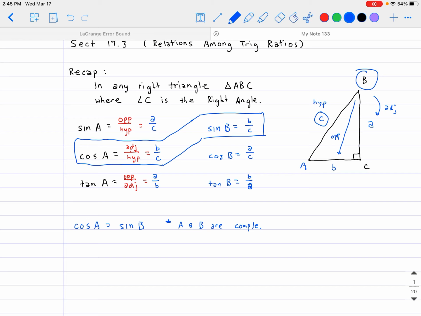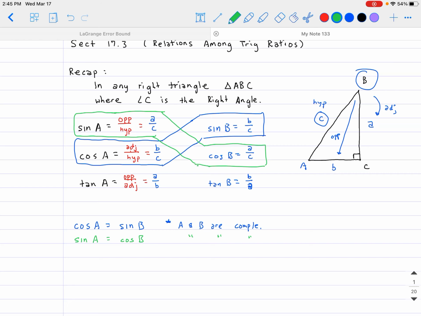If you look at another scenario, we can look at sine of A over here, which has a ratio of A divided by C. That's the same as cosine of angle B, which also has a ratio of A over C. So the sine of an angle is equal to the cosine of the other angle, again, provided that A and B are complementary to each other.